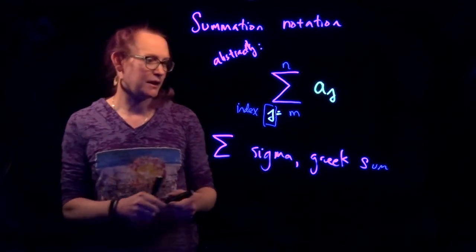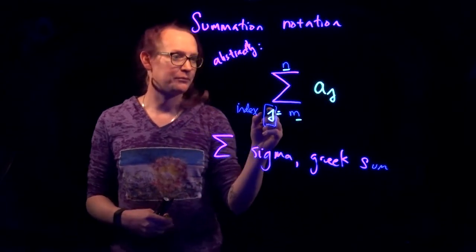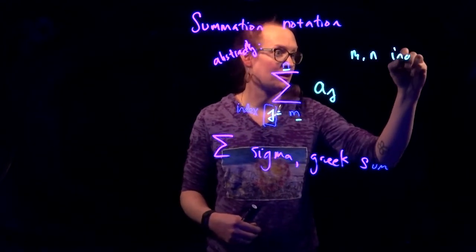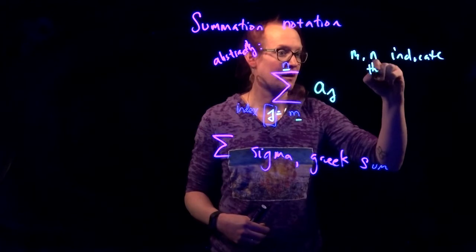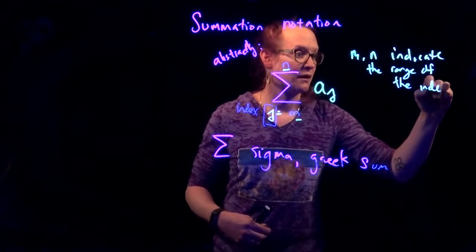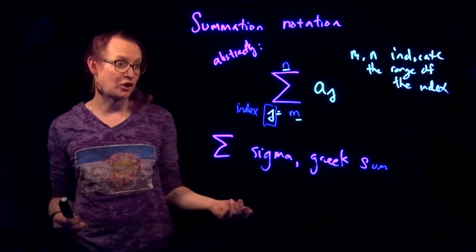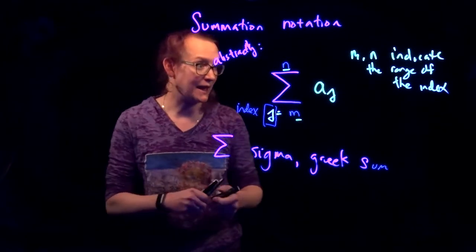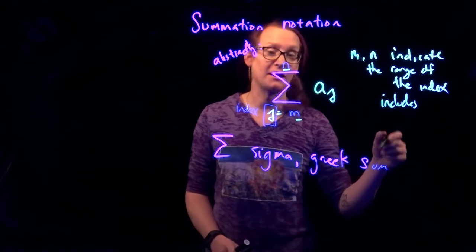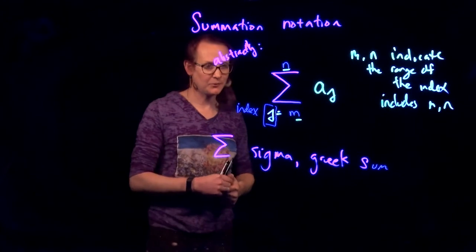Okay, so then m and n indicate the range of the index. They say how far am I supposed to go. I start at m and I end at n, and it includes, in the world of mathematics, both m and n. Okay, so it includes both of them.